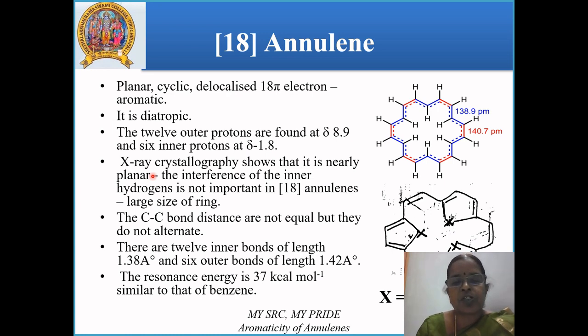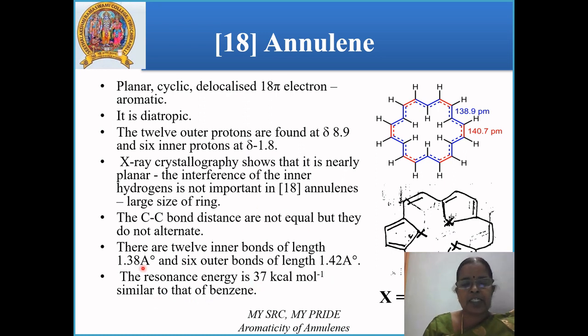X-ray crystallography shows that this compound is planar, with no interference of hydrogen. The C-C bond distances are not equal, but they also do not alternate. There are 12 inner C-C bond lengths and 6 outer C-C bond lengths. The outer bond length is 1.4 Angstrom units, and the inner bond length is correspondingly 1.38 Angstrom units.